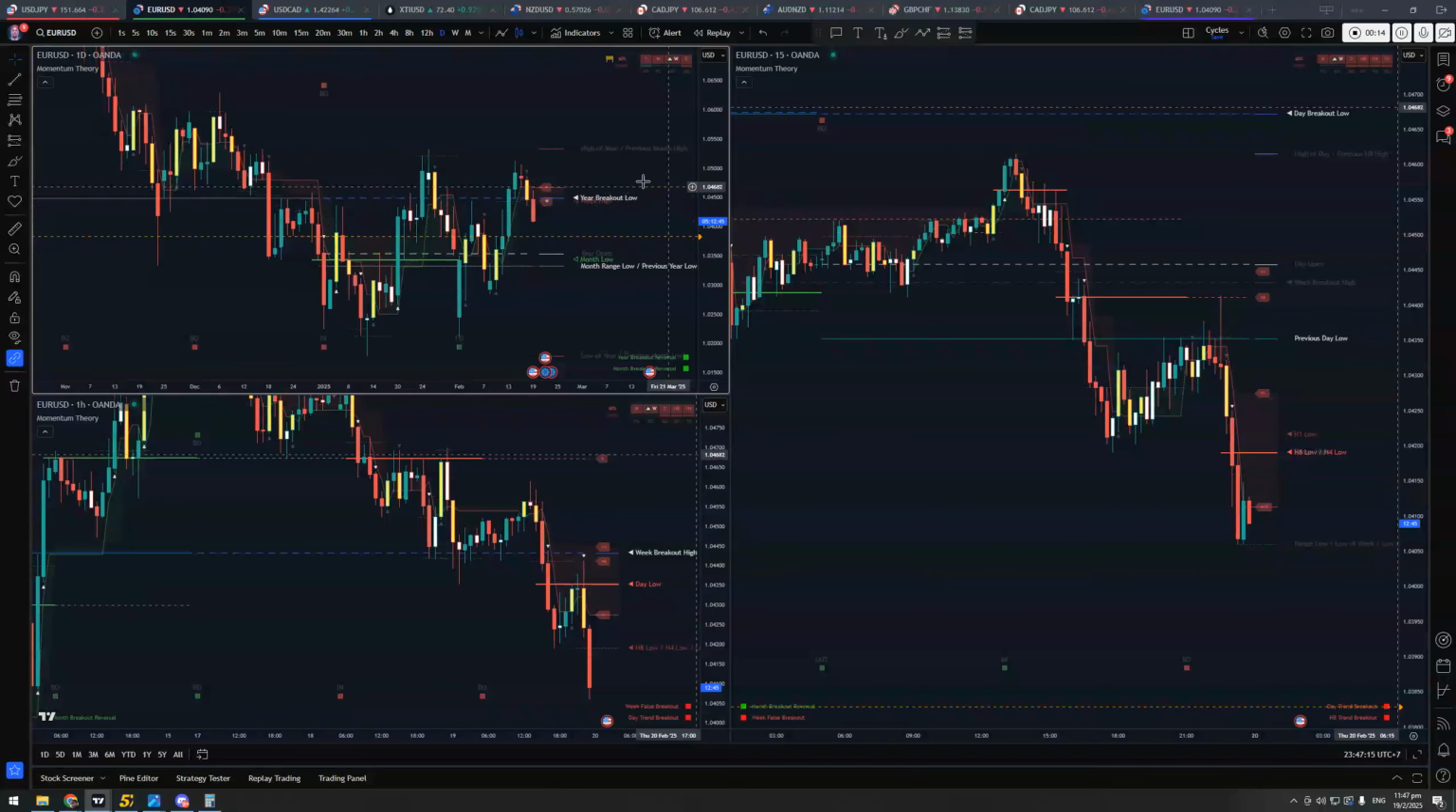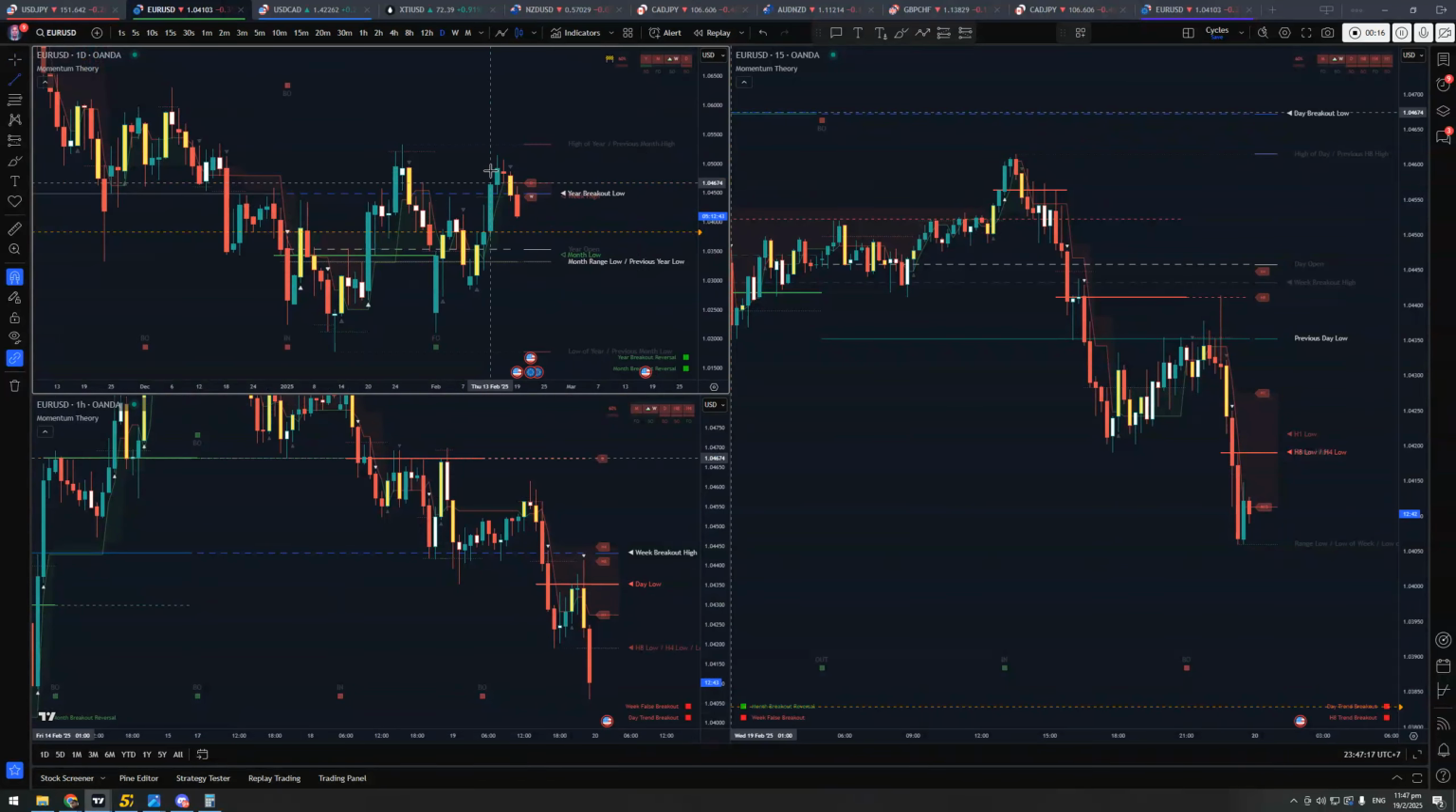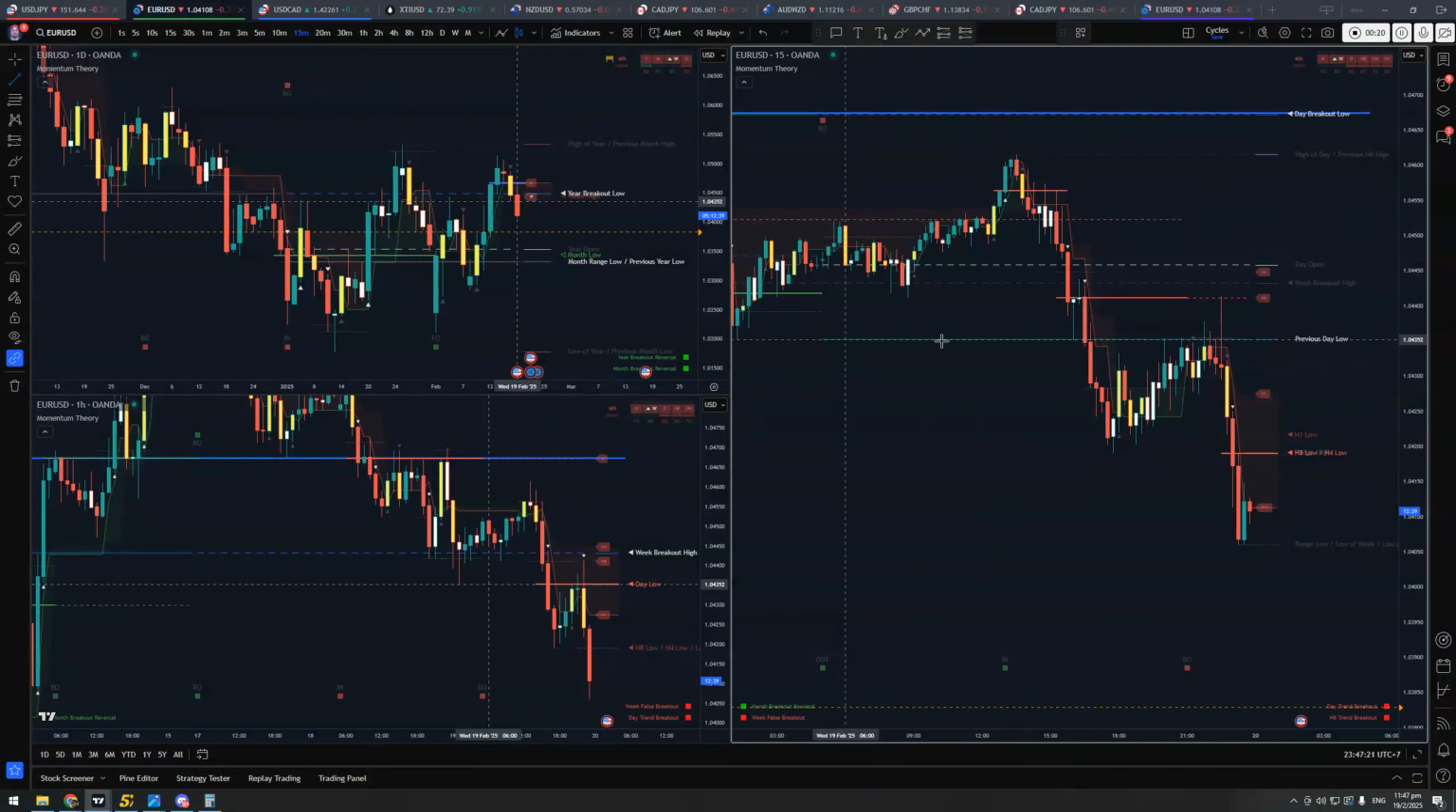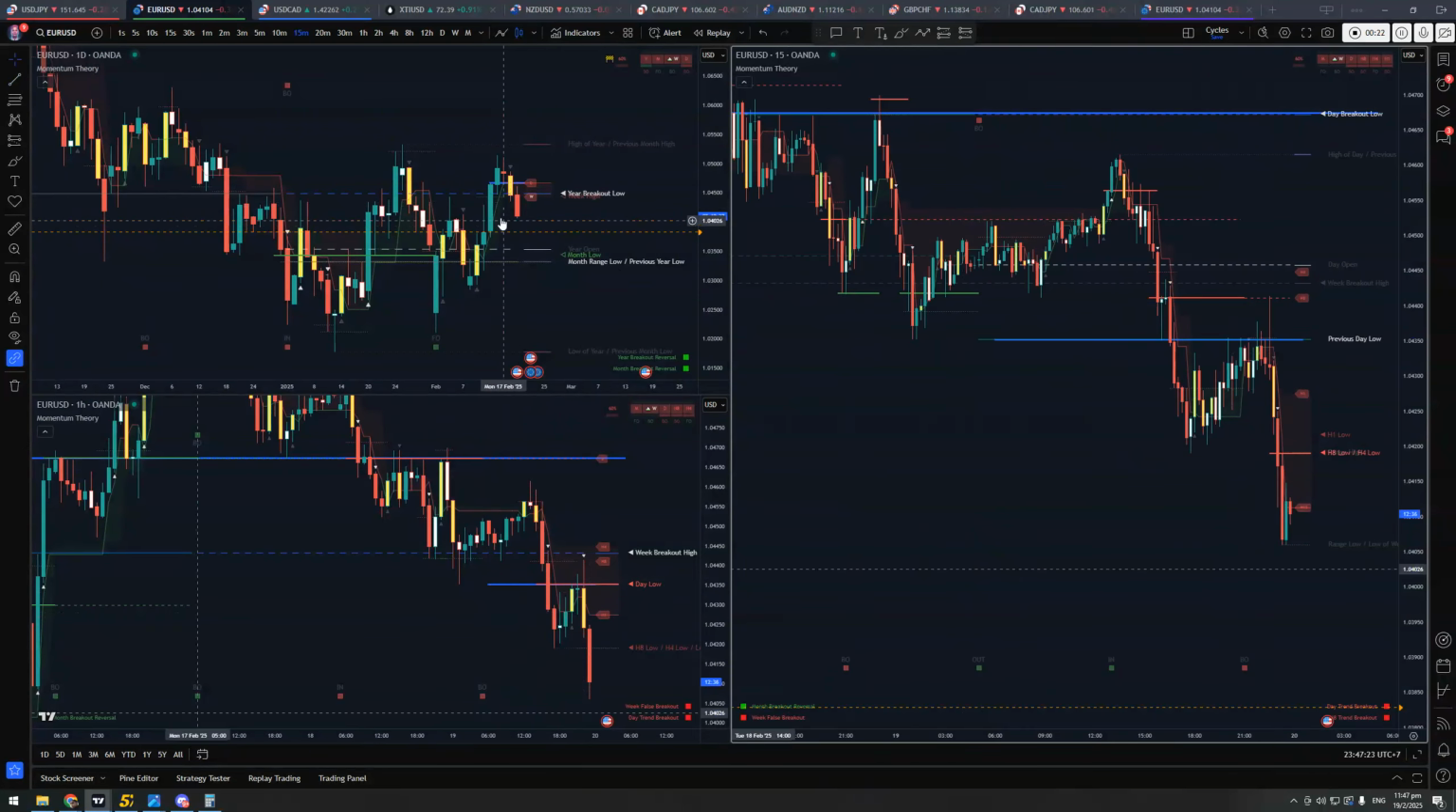But what I liked about this is that we flipped the daily breakout level and getting below the previous day low. So this is a trend reversal on the daily breakout. Flipping the breakout level and getting below the low is a trend reversal. It reverses that previous bullish trend.